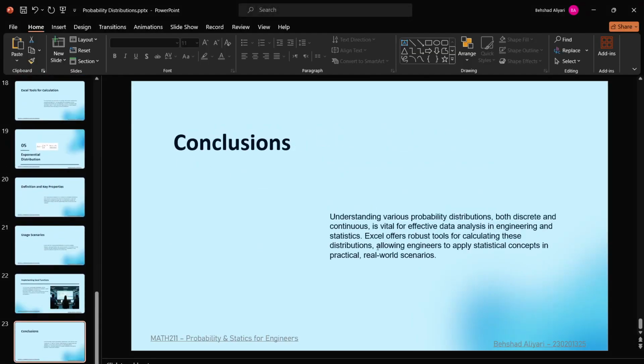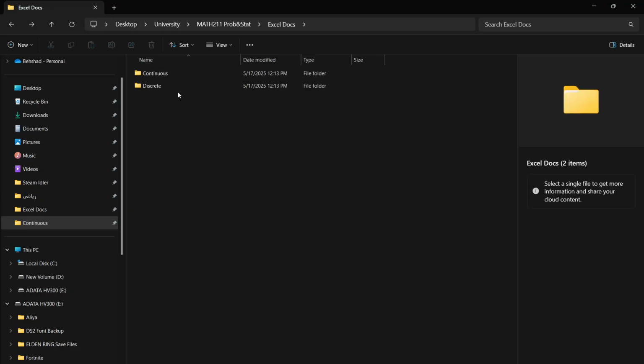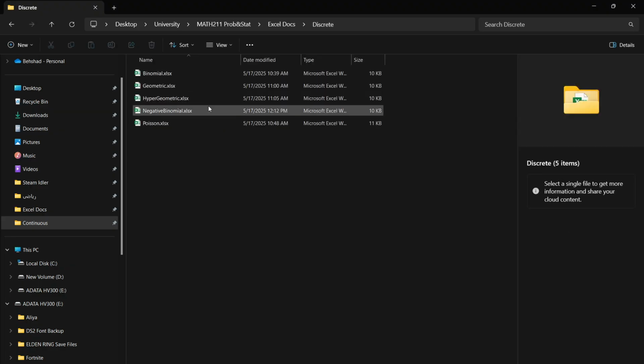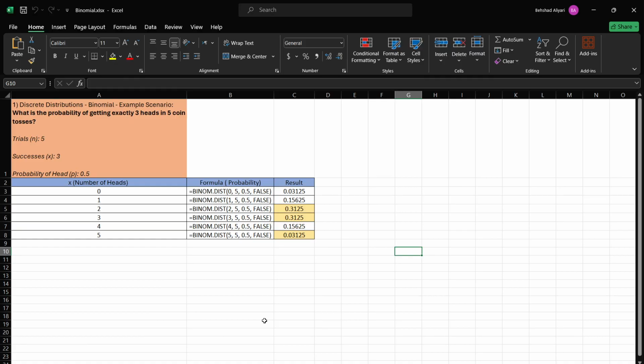Also, I wanted to show you my continuous and discrete examples in Excel. So let's continue and start with discrete. For example, I made several versions of discrete distributions. Let's start with binomial. So what is happening here? We have a question right here. What is the probability of getting exactly 3 heads in 5 coin tosses?